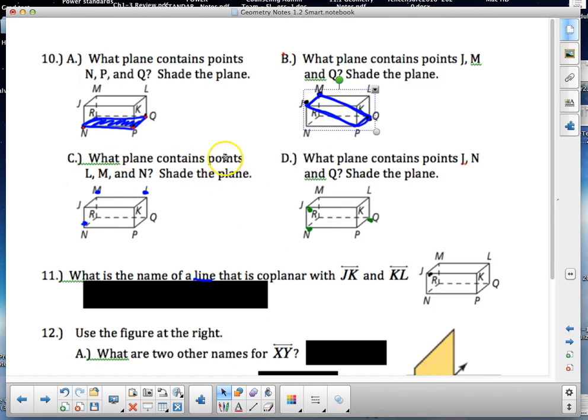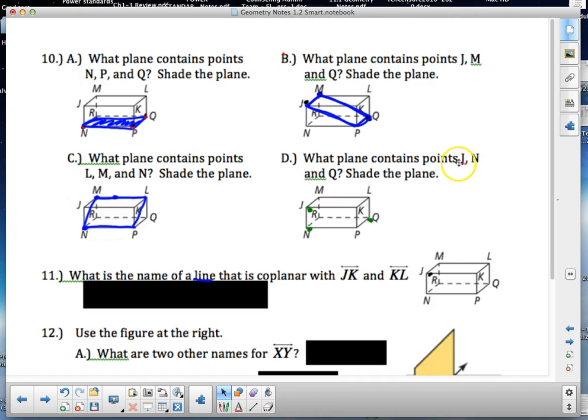So what plane contains points L, M, and N? So I got L. Where's my L? I think this is L. L, M, and N. Sorry guys, I just kind of screwed that one up. You see this ramp coming and going through here? See if we got that. That is going back out through here. Okay, L, M, and N.